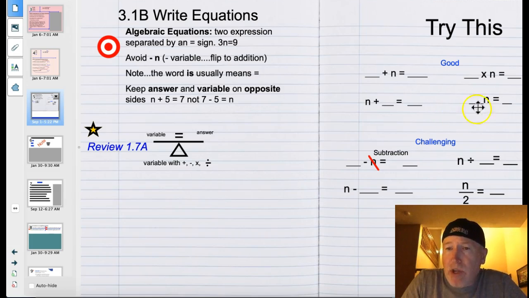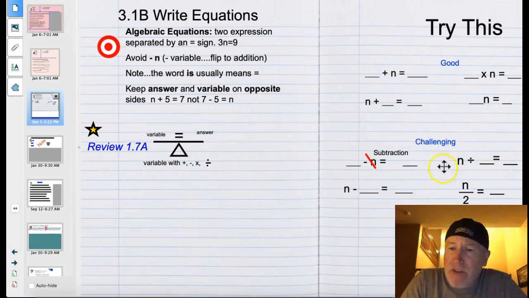Here are some of the good and easy ones: n plus something, something times n. Addition and multiplication are friendlier operations. If you can write your equation with these, do it. It's more challenging with subtraction. Here's that negative variable. You don't want something minus n. Turn that around and write it as a positive one, using a plus n or n plus something.